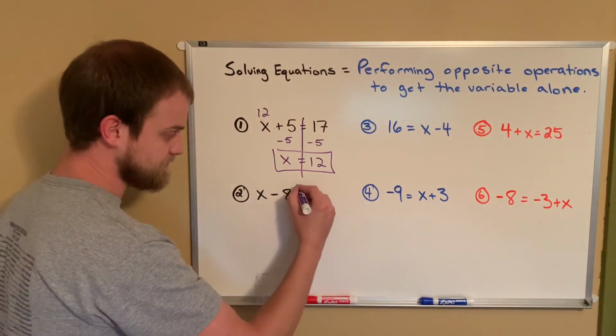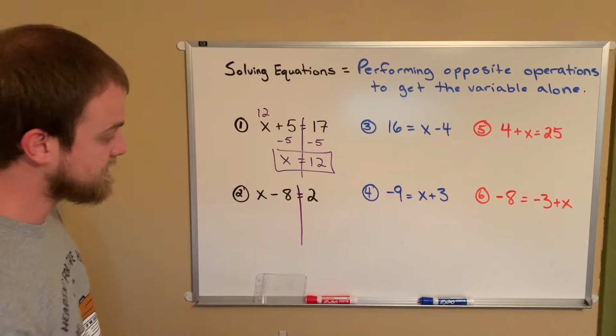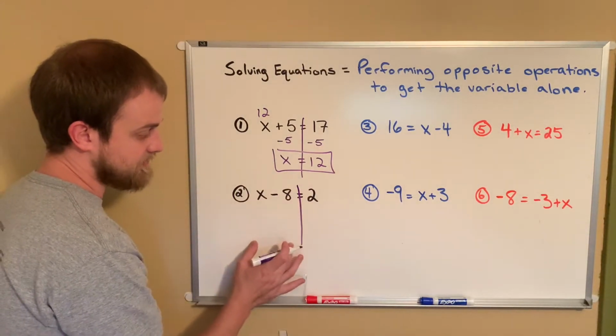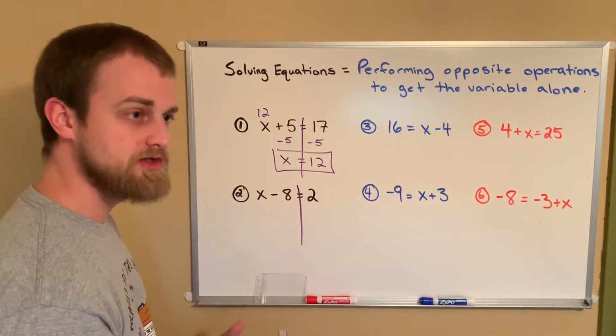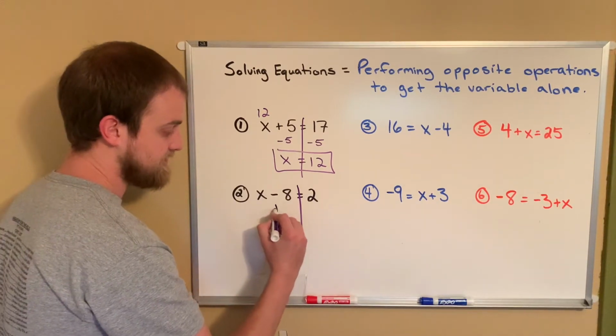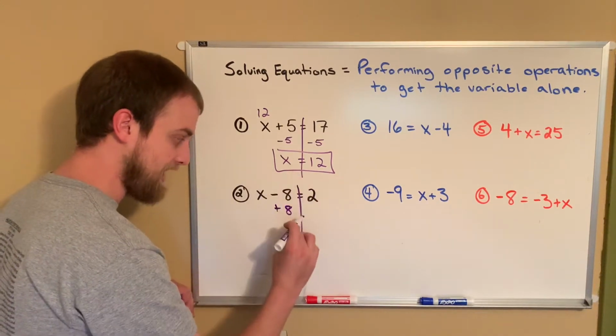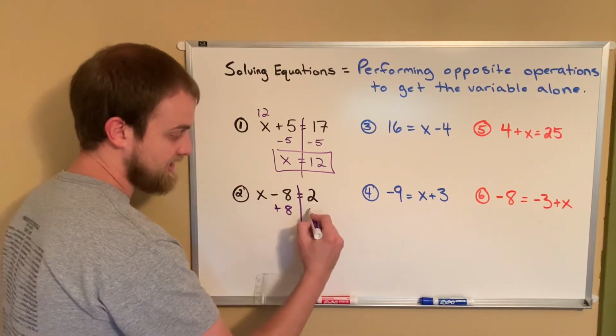Let's move on to number 2. We draw our separating line. We look at the side that has our variable on it. Notice we see a minus 8. Minus 8, how do I undo minus or subtract? With addition. And again, the goal is to zero that out. Whatever I do on one side, I have to do to the other.